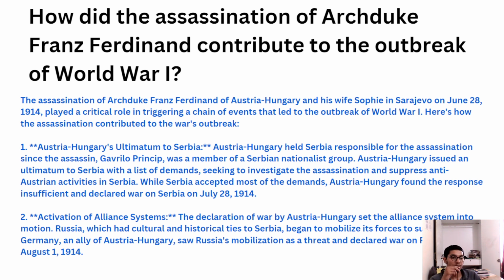July 28, 1914. Activation of the alliance system: the declaration of war by Austria-Hungary set the alliance system into motion. Russia, which had cultural and historical ties to Serbia, began to mobilize its forces to support Serbia. Germany, an ally of Austria-Hungary, saw Russian mobilization as a threat and declared war on Russia.